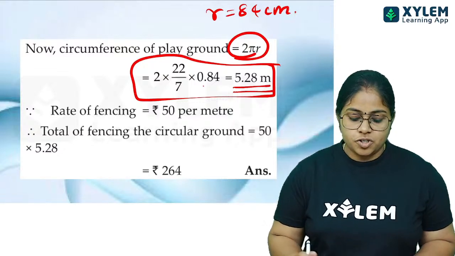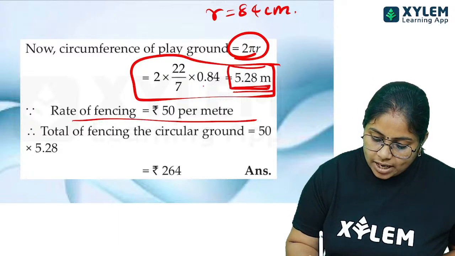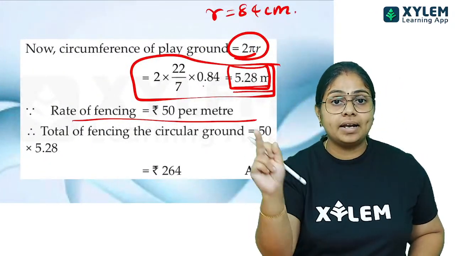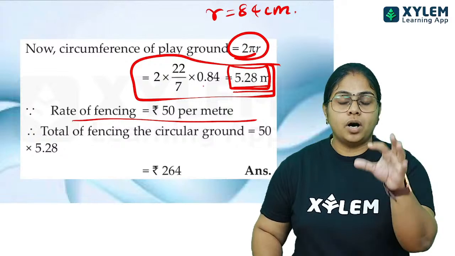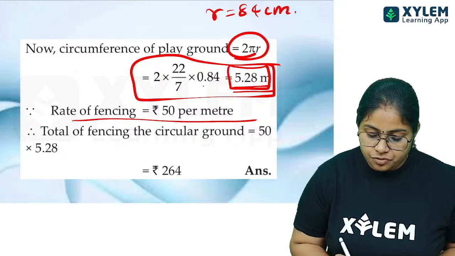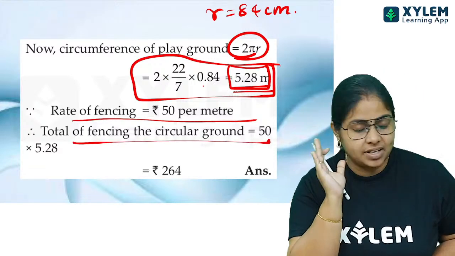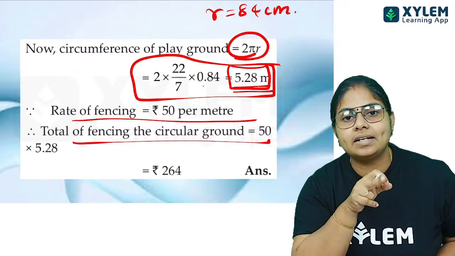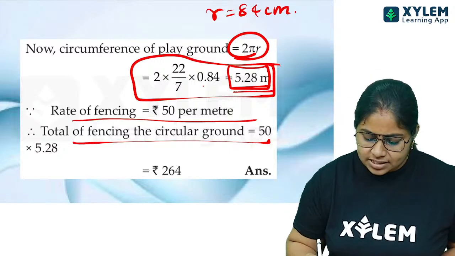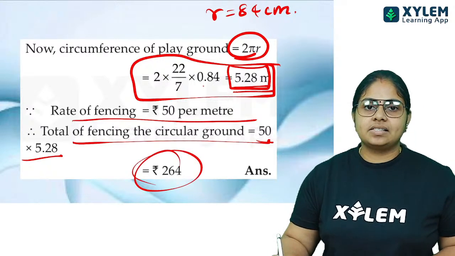ഓക്കെ. So finally the total cost of fencing: here we have got 5.28 meter as the circumference, ആ പ്ലേ ഗ്രൗണ്ടിന്റെ ചുറ്റളവ് 5.28 meters ആണ്. And for per meter it is 50 rupees, and for finding the total cost for fencing the ground, perimeter നെ നമ്മൾ 50 കൊണ്ട് multiply. That are all common things, നമുക്ക് simple ആണ്. So 50 into 5.28 we will be getting it is equal to 264.